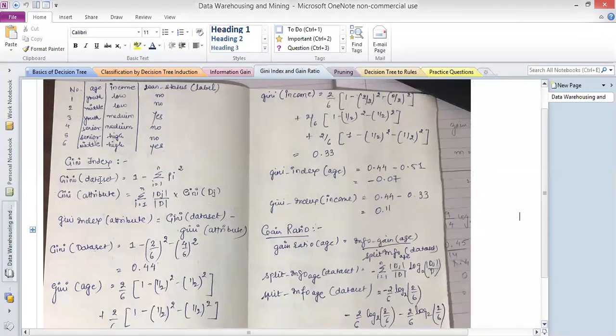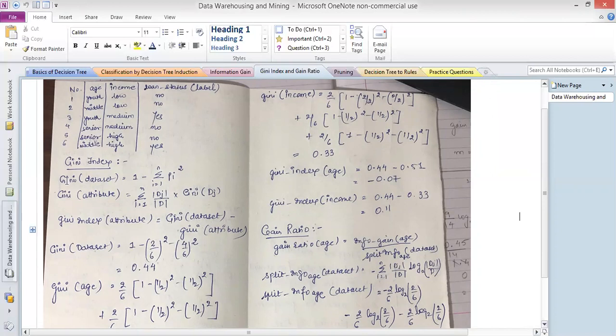What does Gini data set say? 1 minus summation of i equals 1 to n, p i squared. Now, if you remember, what was p i? How many unique labels do you have? Yes and no. For no, your p i value was 4 out of 6. For yes, your p i value was 2 by 6. So Gini for the data set is going to be 1 minus 2 by 6 whole square minus 4 by 6 whole square, which means as many unique values in labels as you've got, you subtract them from 1. You get a value.